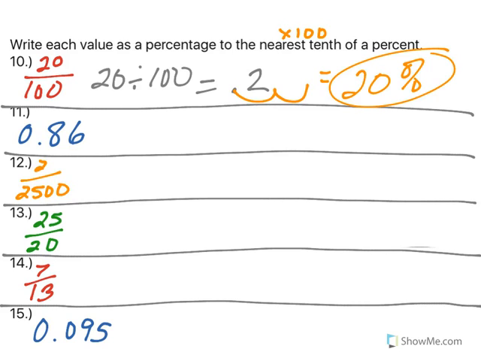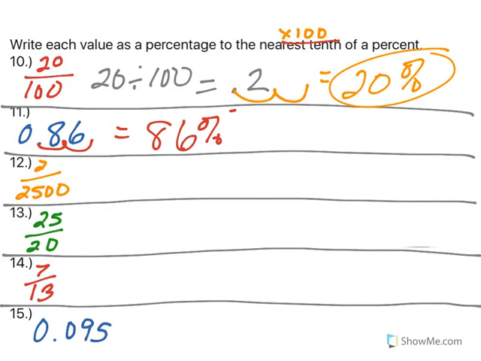Okay, now for this one, I didn't need to round to the nearest tenth of a percent because it came out nicely. Now in number 11, you will see that it's given as a decimal. If I have a decimal already, to change it to a percent, I'm simply going to multiply by 100 or move my decimal 2 places. So 0.86 is the same as 86%.